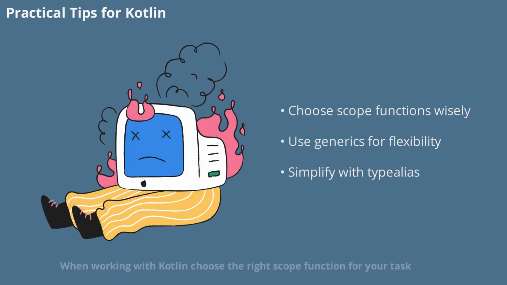In working with Kotlin, choose the right scope function for your task, use generics to avoid duplication, and take advantage of type inference for cleaner code. Use typealias to simplify complex signatures, and remember to use labeled returns for precise control in higher-order functions.